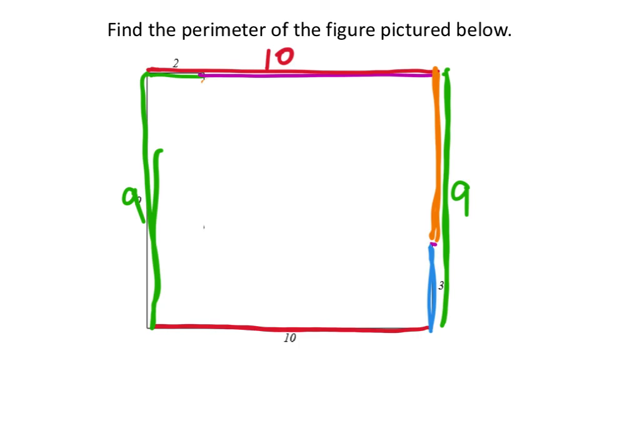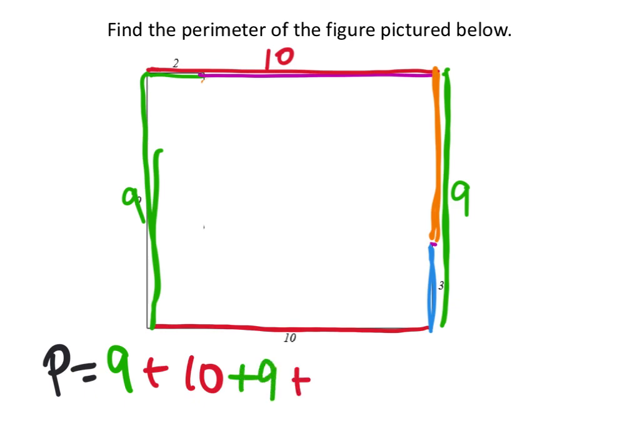So that would make our perimeter 9 plus the 10 in red, plus the other 9 in green, and then plus the final 10 there. That's the 4 sides. And when we do that, we still get the same answer as we did on that last slide, but just in a slightly different way. Okay, and don't forget to label your answers if you see that it needs to be labeled.